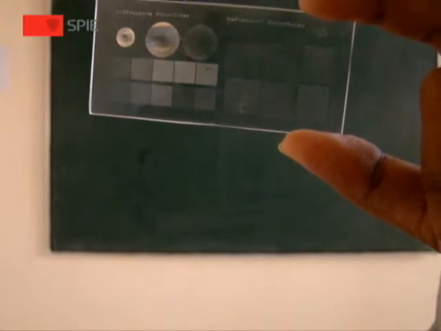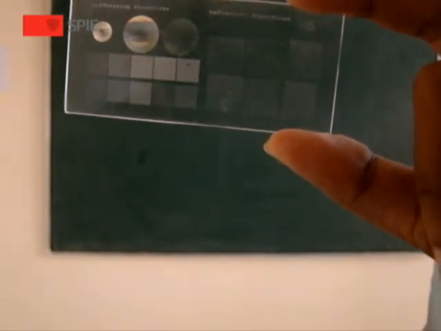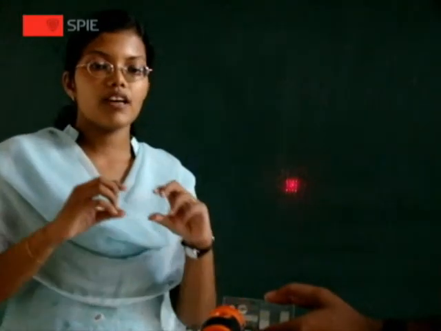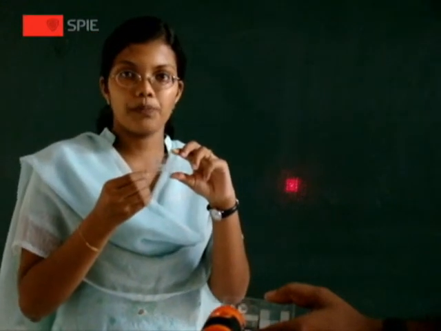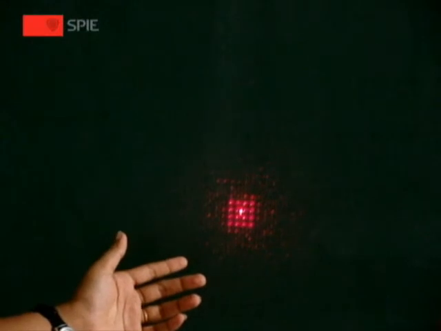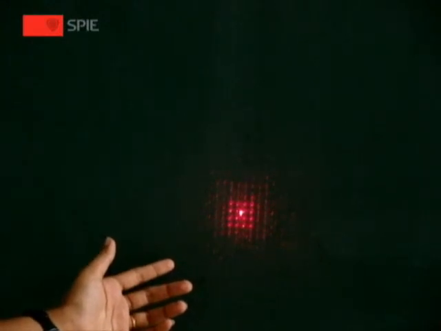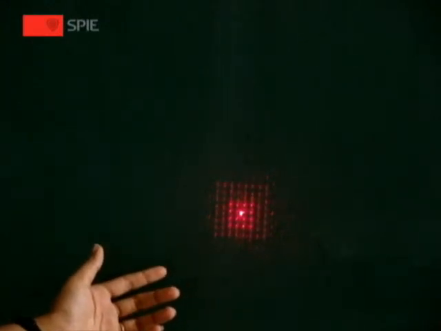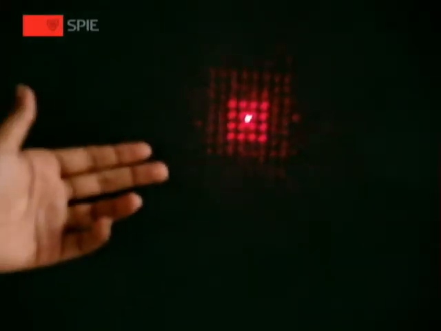Now, we move on to how to use these elements. Let us first see the patterns that are formed with the pattern-forming diffractive elements. Let's start with the structure at the bottom corner. With this structure, the incoming laser is split into a rectangular square matrix of 16 points, a 4x4 matrix with points of equal intensity.